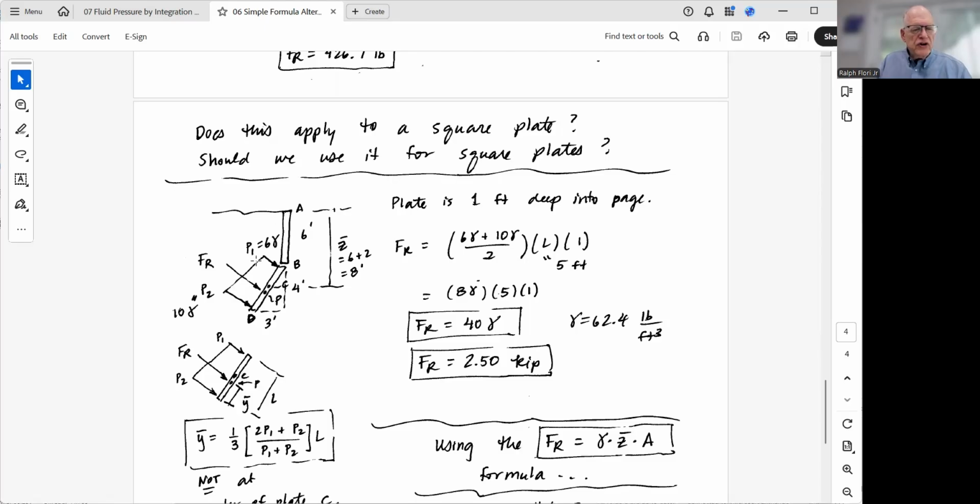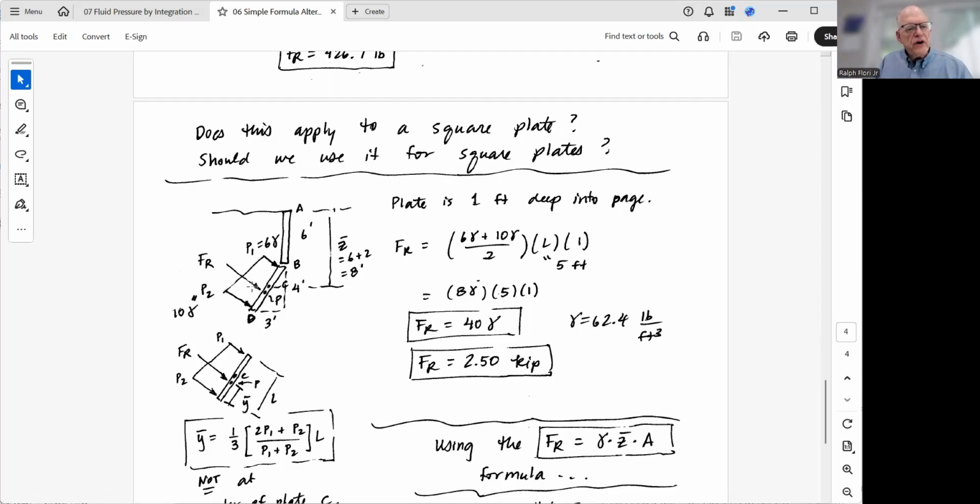And so the pressure at the top of the plate, we're going to work this 2 different ways. The pressure at the top of the plate is 6 gamma. The pressure at the bottom, the total depth is 6 plus 4, which is 10. So the pressure at the bottom of the plate is 10 gamma. And notice how we just refer to the pressure as a depth times gamma. It just makes the numbers simpler.